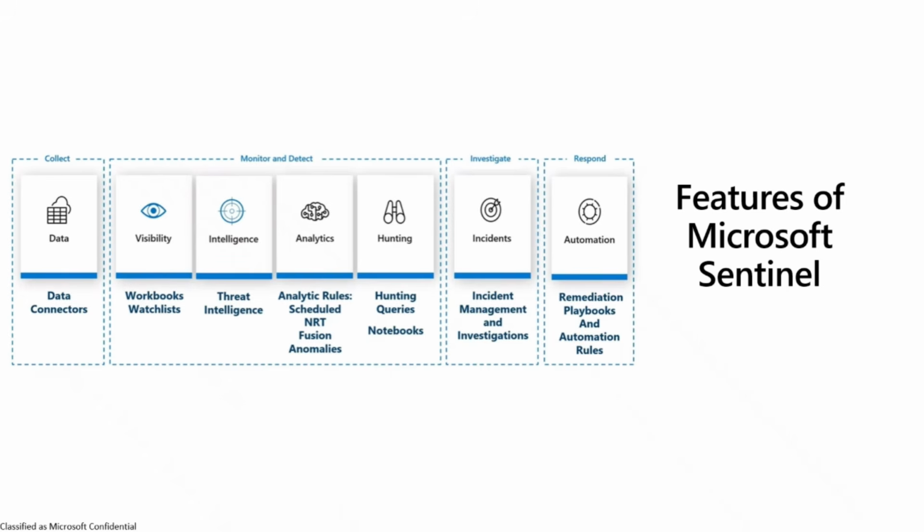Then we have analytic rules. So analytic rules basically tell Sentinel what pattern should I look for in all this data that I've ingested, and when should I raise an alert. For example, every 5 minutes, check if the same IP is hitting multiple firewall deny rules. If yes, then raise an alert.